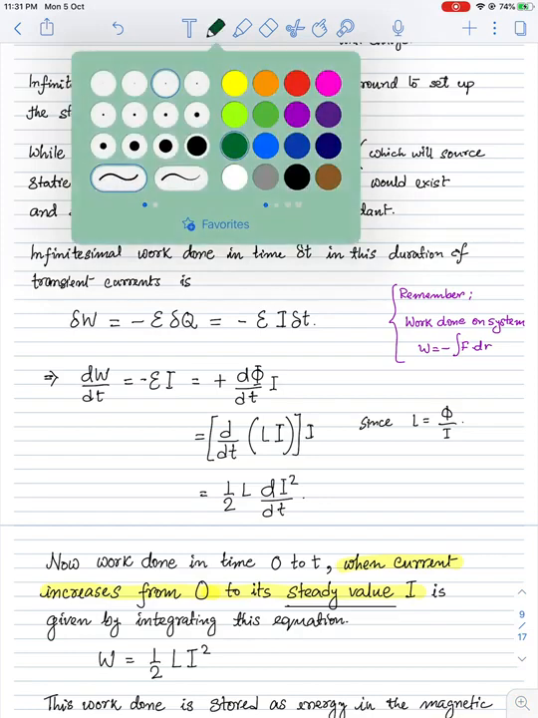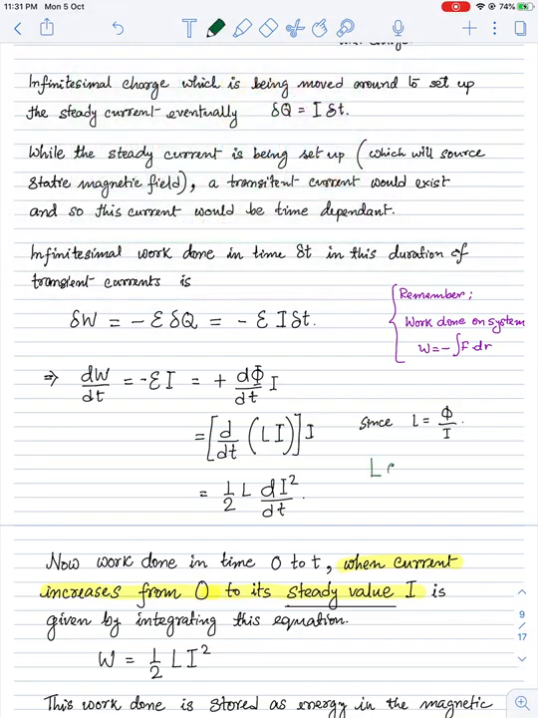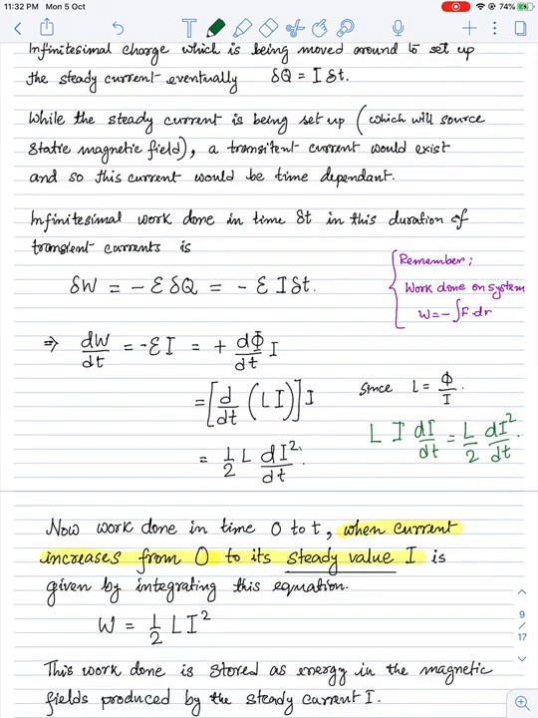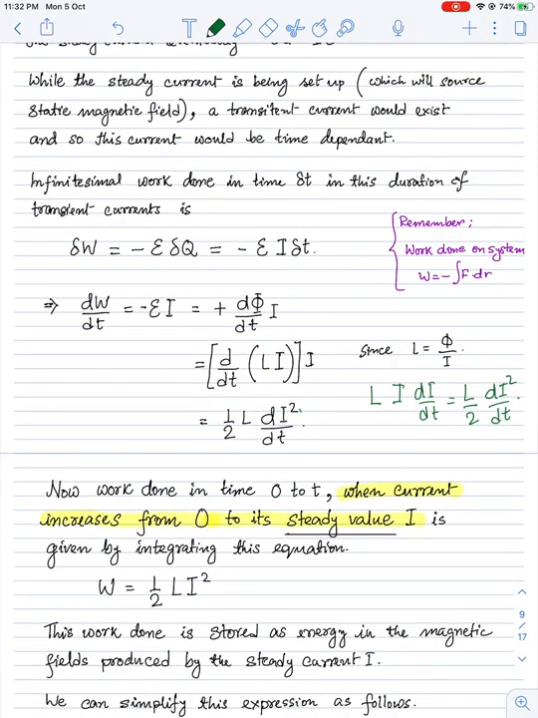Okay, sorry. So here, as you can see, we can pull L out. I hope this step is clear. So we can pull L out, and we can write this as L times I times di/dt. This I times di/dt I can write as (1/2) d(I²)/dt, because this differentiation will bring down the factor of 2 and it will be I di/dt. Okay, this is just an identity. So this is the expression.